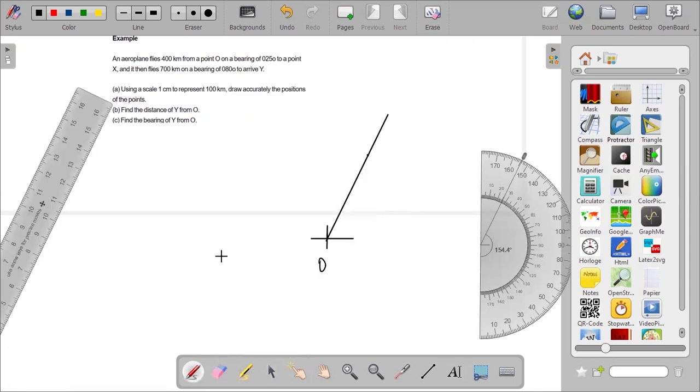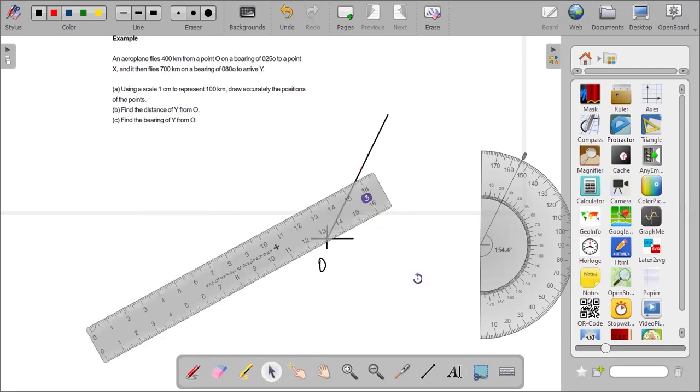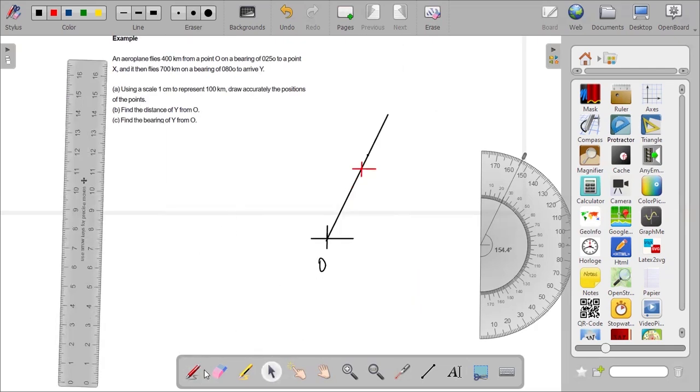There you have it. Now, what is the distance? We say 400 kilometers, and we're using a scale of 1 centimeter to 100 kilometers. That means 400 kilometers is equivalent to 4 centimeters. So we are going to measure 4 centimeters from point O. Anywhere it ends gives us point X, because the plane is going to point X. Let's use a different color there. Place a cardinal point on the 4 centimeters. And that is point X.